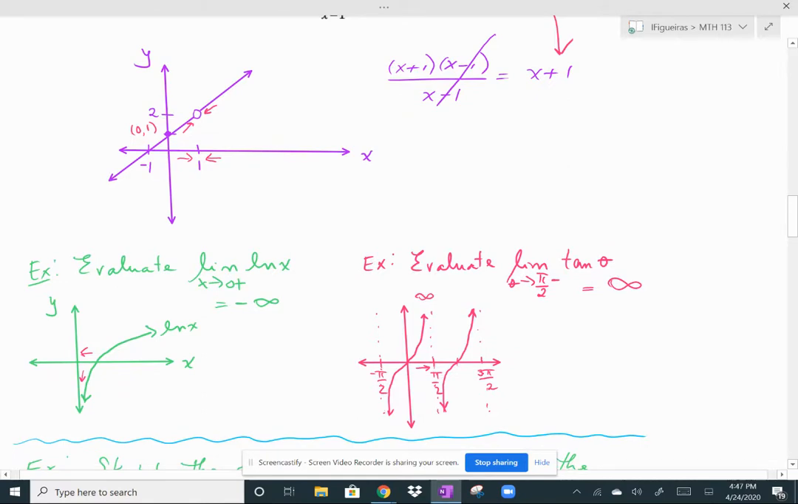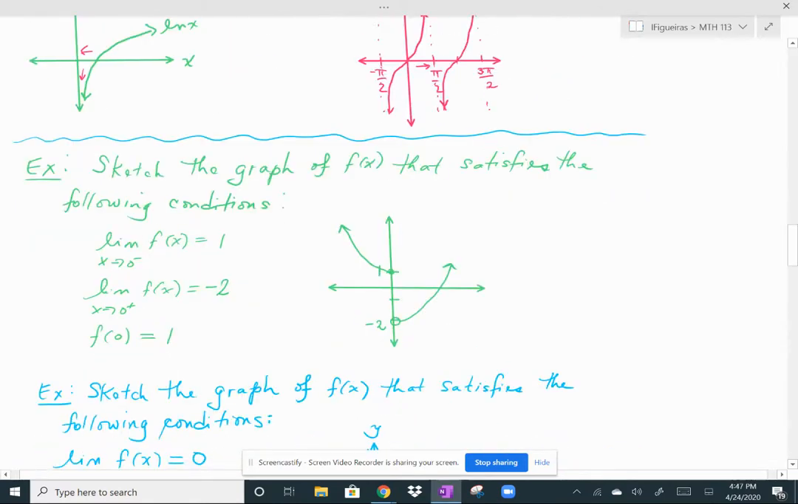Okay, so here different information is being provided. We want to sketch the graph of f of x that satisfies the following conditions. These are the conditions, and we have to come up with a graph that satisfies these conditions. We want to show a graph where the limit as x approaches 0 from the left of f of x approaches 1. We want to show that the limit from the right of 0 approaches negative 2, and f of 0 equals 1. So this is the only actual point that you know on the graph. You know that at 0, y is 1. So that's the point that I plotted right here.